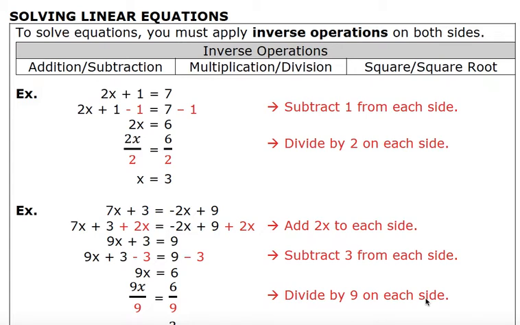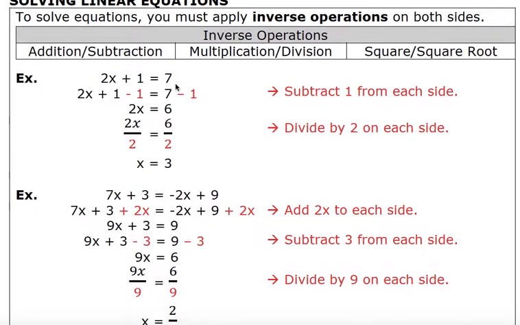Next topic, solving linear equations. To solve linear equations, you must apply inverse operations on both sides. So the inverse operations include addition and subtraction as opposites, multiplication and division are opposites, and square roots are opposite. Let's take a look at some examples.